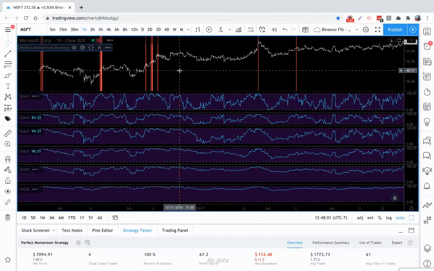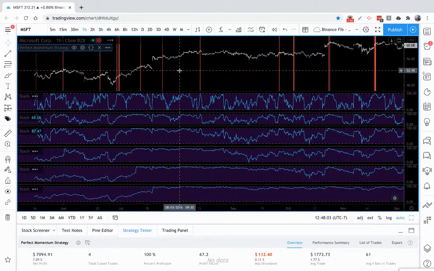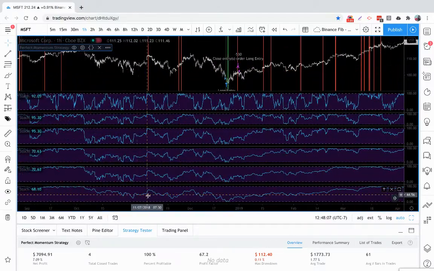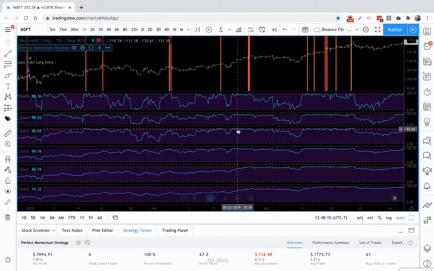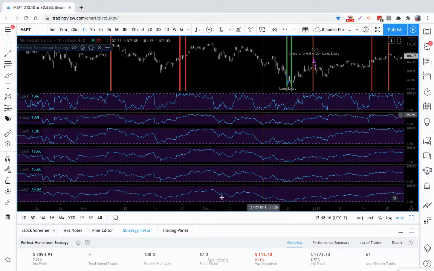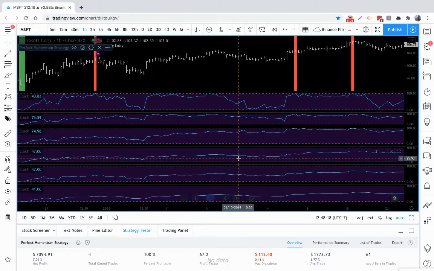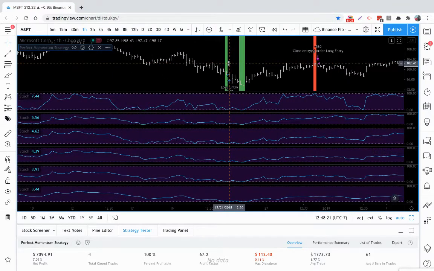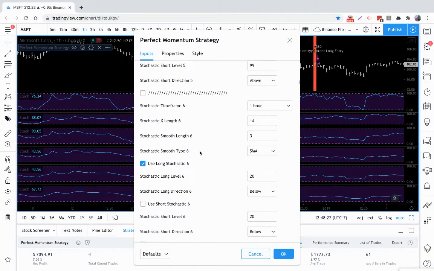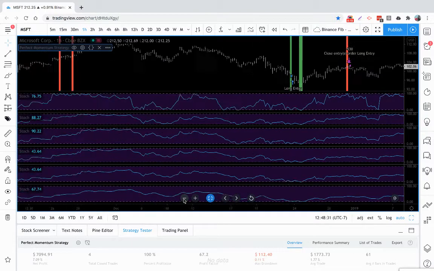Let's see if we can find some of those. We go forward in the future, maybe a little more. Okay, that looked like that was one right there. So here, on all 6 stochastics, zoom in a little closer. Let's see what I have set for my 6th stochastic. Okay, yeah, put that below 1. Let's do that again.